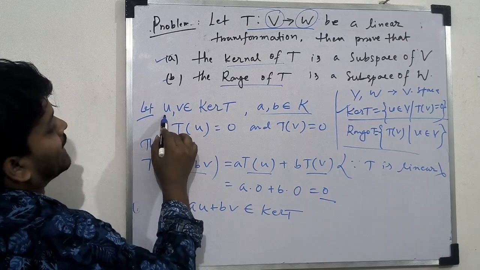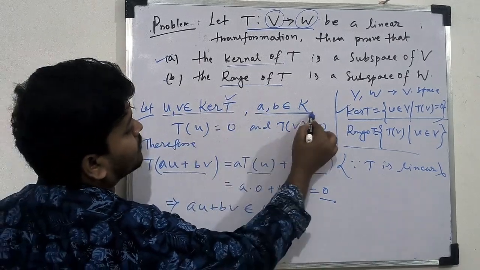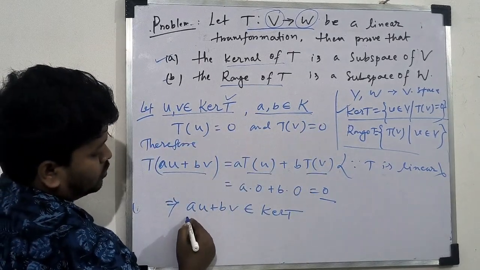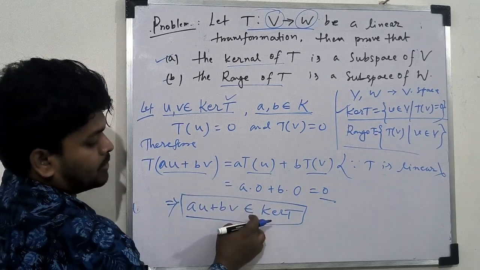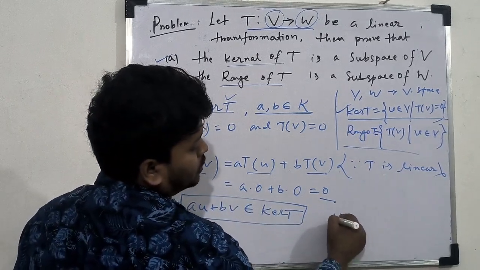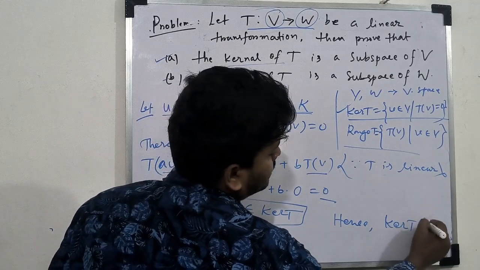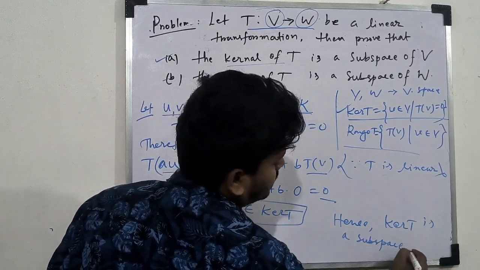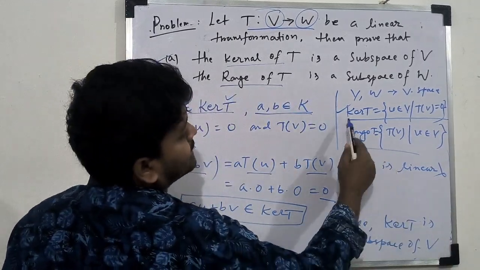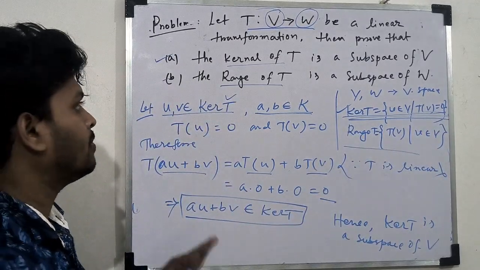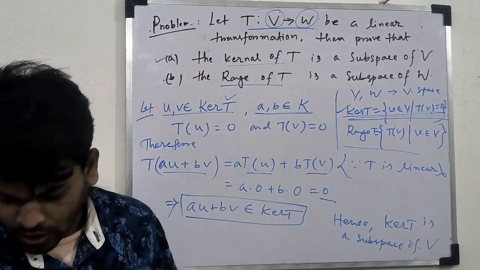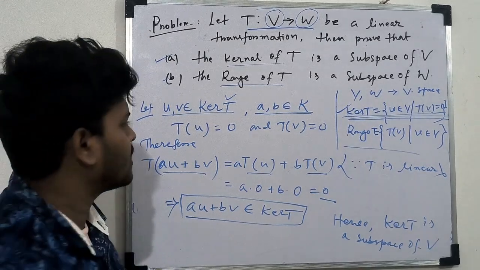Okay? So you take u, v from kernel T and a, b from the field, and you have shown that au plus bv belongs to kernel T. So from this we can conclude kernel T is a subspace of V, as this is a subset of V. Okay, so it will make a subspace of this vector space. So now we will prove the second problem.